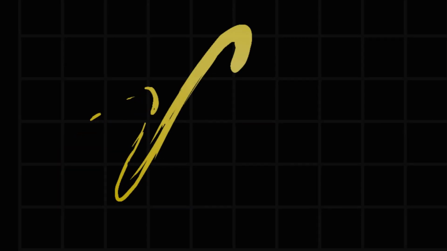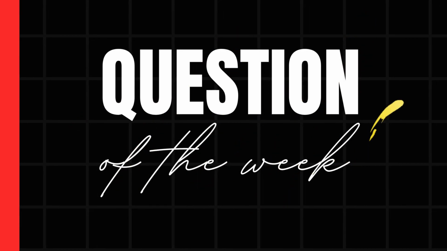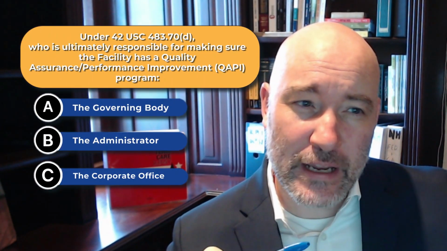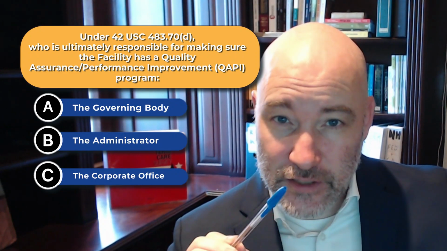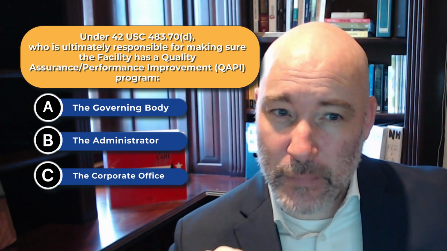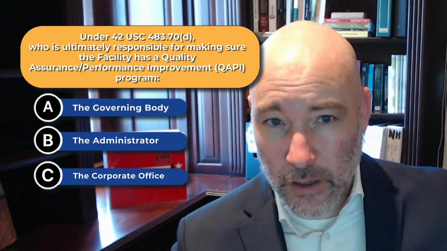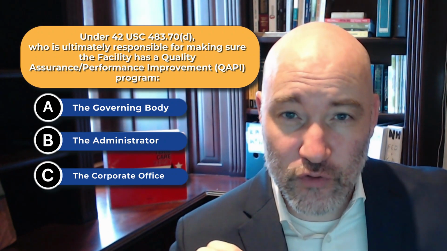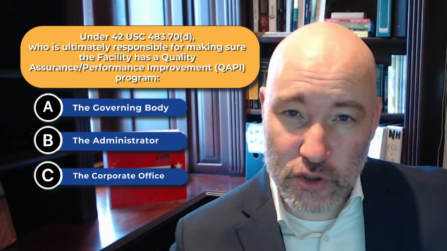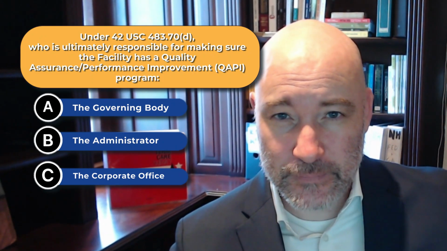But before we get into that discussion, it's time for the nursing home federal regulation question of the week, the quiz of the week. Under 42 USC 483.70, subsection D, who is ultimately responsible for making sure the facility has a QAPI program, a quality assurance performance improvement program? Is it A, the governing body, B, the administrator, or C, the corporate office?